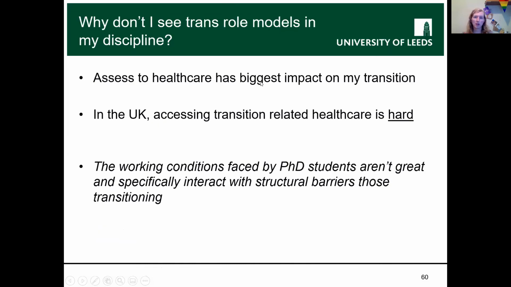So I want to talk about healthcare, as it had the biggest impact on my transition, and also as STEM people, I think we care about healthcare a bit more than academics not within STEM. The working conditions faced by PhD students aren't great at the best of times, and other marginalized PhD students are going to face similar barriers to trans people. But yeah, it is a particular burden.